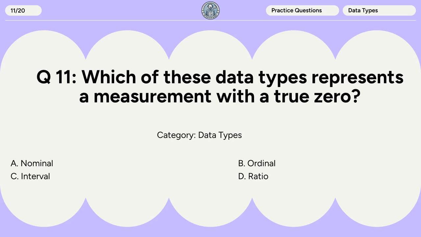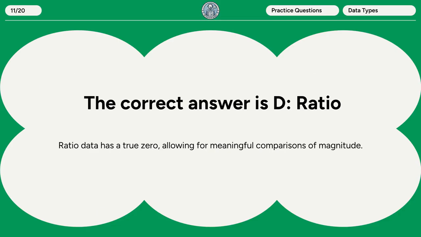Question 11. Which of these data types represents a measurement with a true zero? A. Nominal. B. Ordinal. C. Interval. D. Ratio. The correct answer is D. Ratio. Ratio data has a true zero, allowing for meaningful comparisons of magnitude.